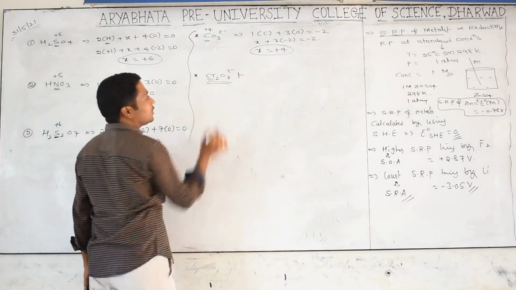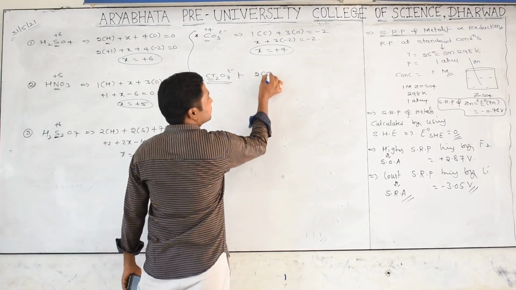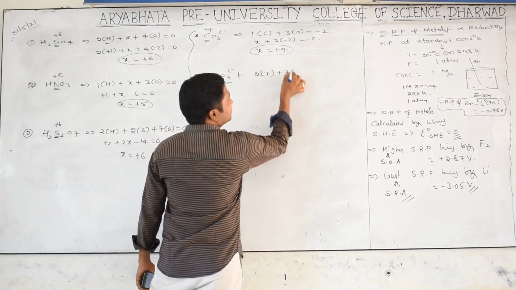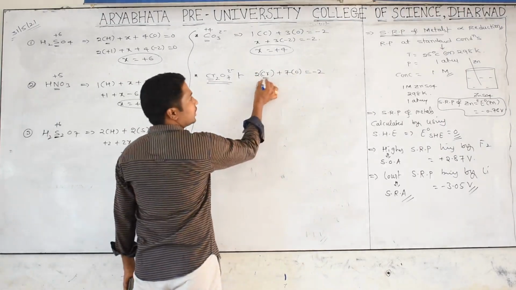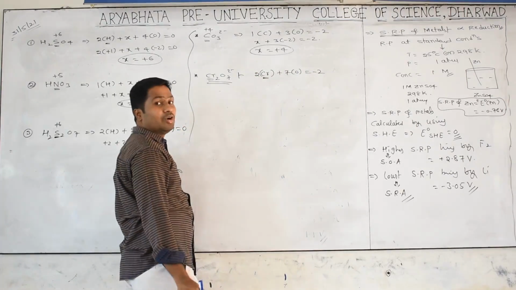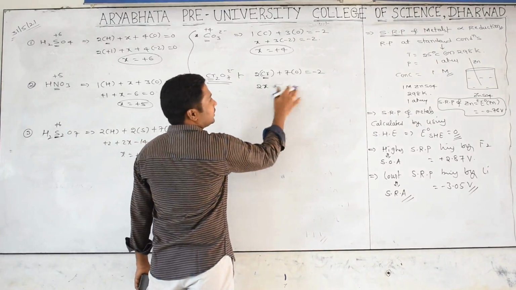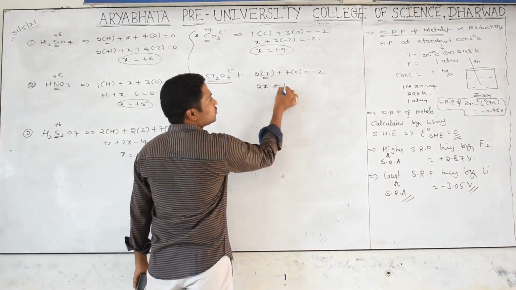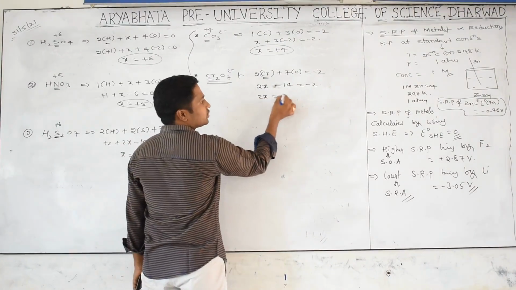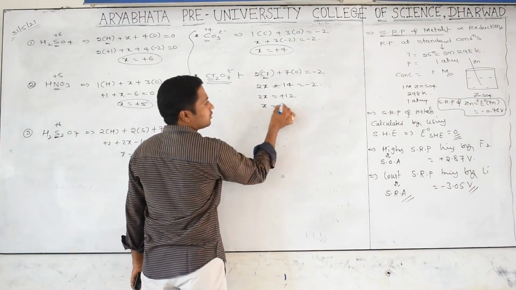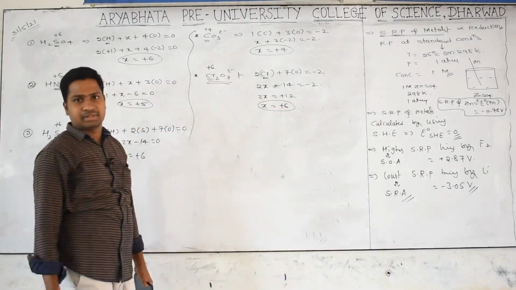I want to find out the chromium oxidation number in Cr2O7 with charge -2. Chromium is taken as x, and there are 2 chromiums, so 2x. Each oxygen is -2, so 7 times -2 is -14, and the total is -2. Then 2x is equal to +12, so x is equal to +6. So write down the oxidation number as +6.